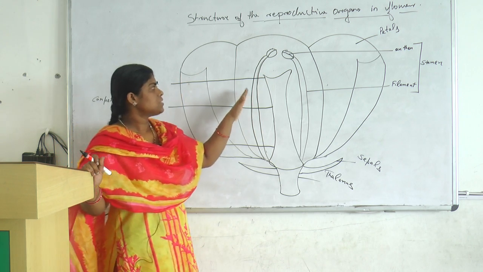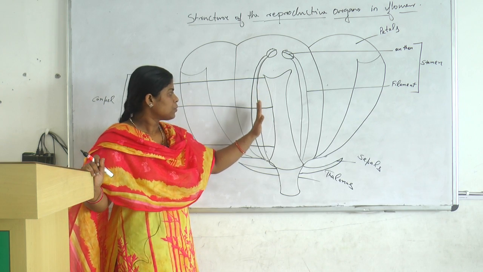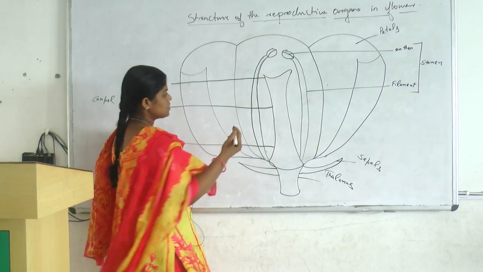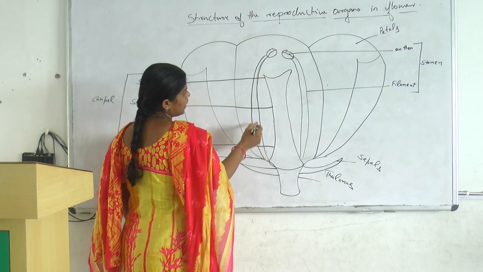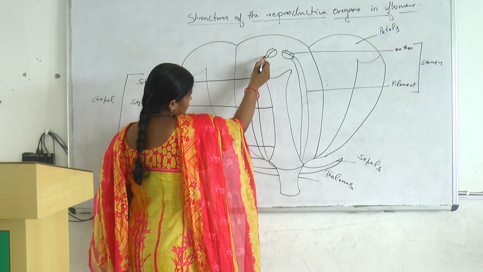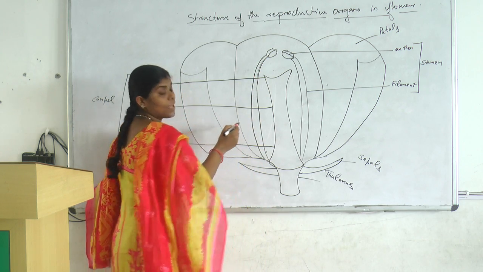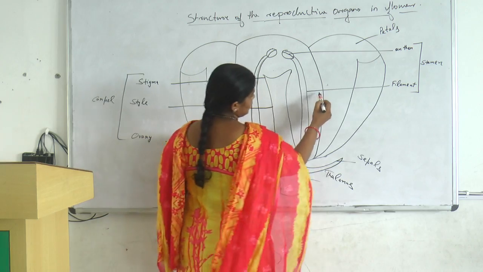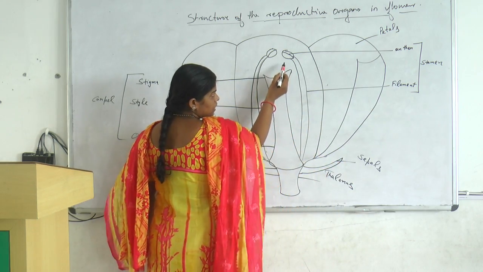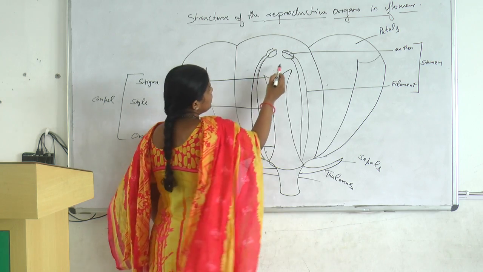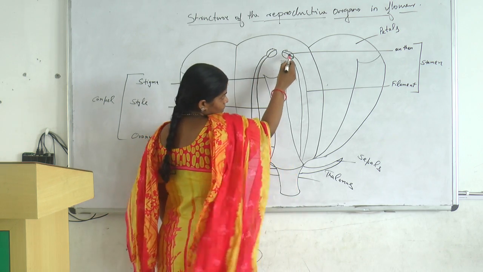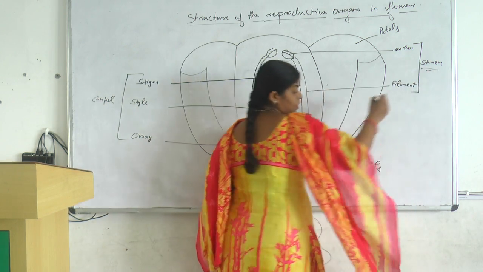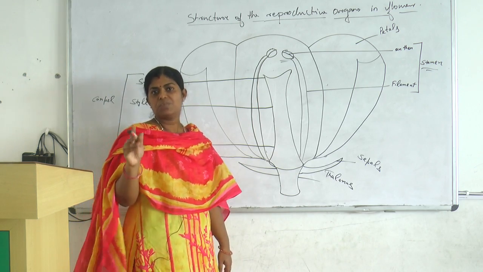Within that we can see the reproductive organs, the male and the female. This is the male reproductive organ of the flower. Here you can see a thread-like structure, and this is known as a filament. Above this filament a bulb-like structure is there, and that is the anther. Together, this male reproductive structure is called the stamen. So stamen is the male reproductive part of the flower.